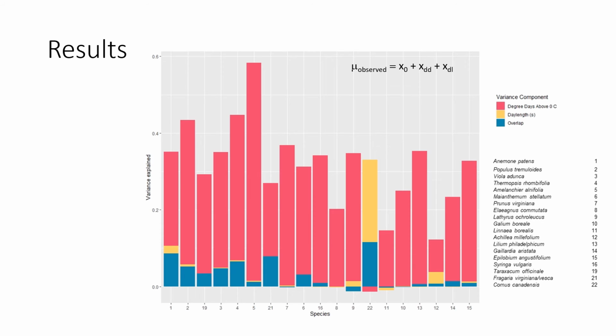In these plots, it looks like earlier species have a greater amount of variance explained by degree days, and we tested this using a correlation test between the R-squared value of each species and the average day of first bloom. We found that the degree day models did in fact explain more variance for early species than for later blooming species, and we didn't find any such relationship for day length.